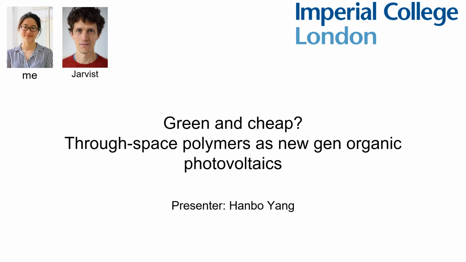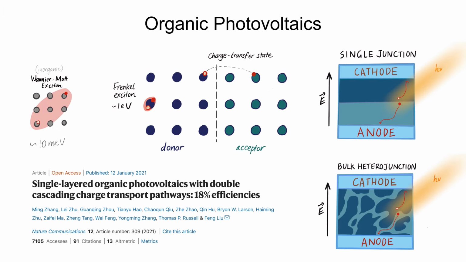In hopes for a cheaper, solution-processable alternative to silicon solar cells, organic photovoltaics have gained a lot of attention in recent decades. The highest recorded power conversion efficiency exceeded 18% using narrow bandgap non-fullerene materials.